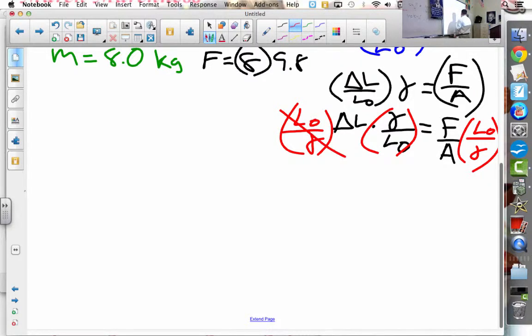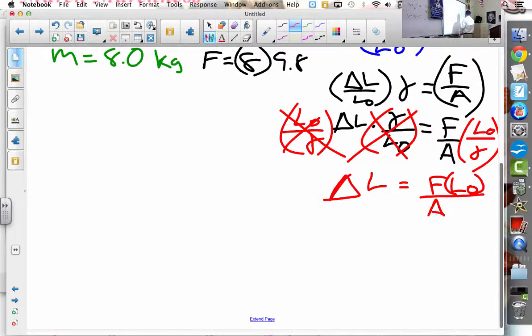Now what happens is this cancels with this, and I get delta L is equal to, whoops, that L wrote up a little high there. Delta L is equal to F, the force, times L naught all over the area times gamma. Is that right? Does that look right? So let's figure that out.